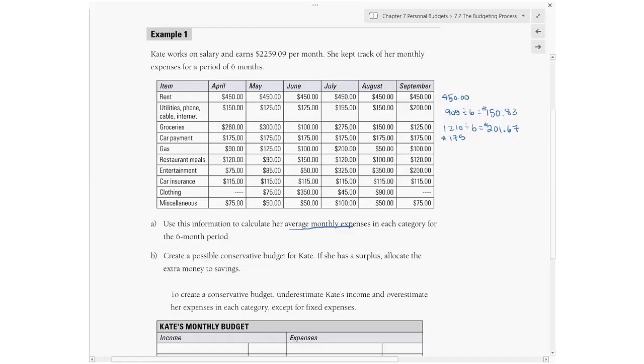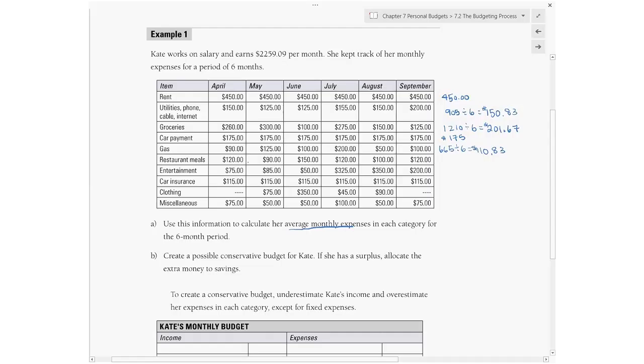Gas, that's varying. So you get 90 plus 125 plus 100 plus 200 plus 50 plus 100, and we get 665. Divide by 6, and we have $110.83 for gas.